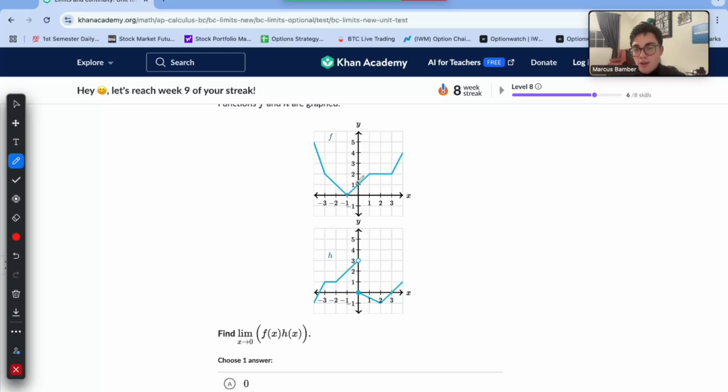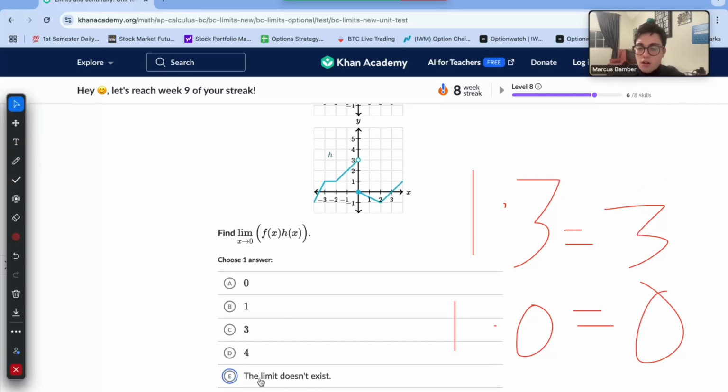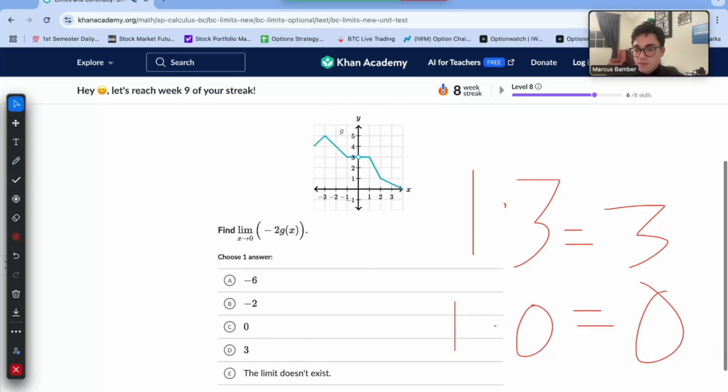So our left-sided limit for f of x is 1. Our left-sided limit of h is 3, so 1 times 3, we get 3. Then for f, the right-sided limit is 1, and the right-sided limit of h is 0. We get 0 for the right side. Our left and right-sided limits are unequal, so the limit does not exist, unfortunately.